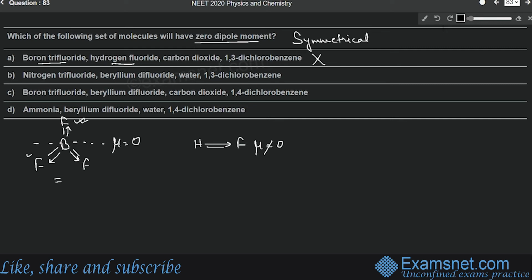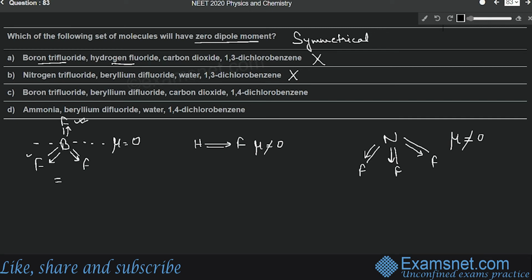Now we move to the second option. Here nitrogen trifluoride. So let's draw the structure of nitrogen trifluoride. N, and here all the fluorine atoms are on the lower side. So the direction will be like this. So this molecule is not symmetrical and there is no cancellation of dipole moment. So again dipole moment will not be equal to 0. So option B is also incorrect.